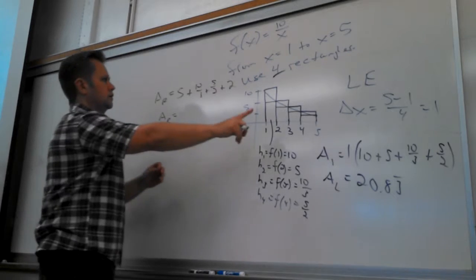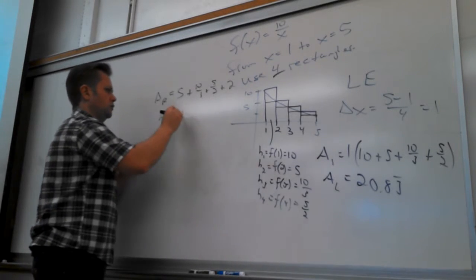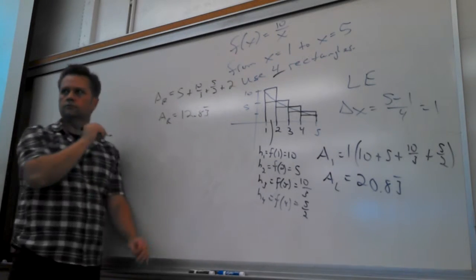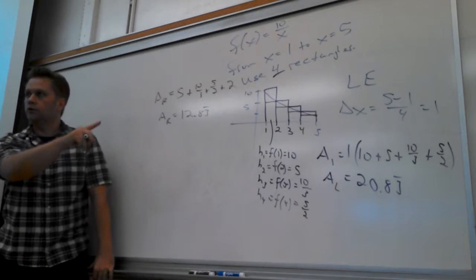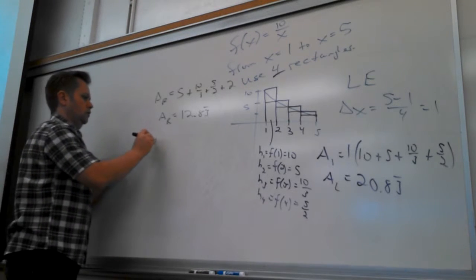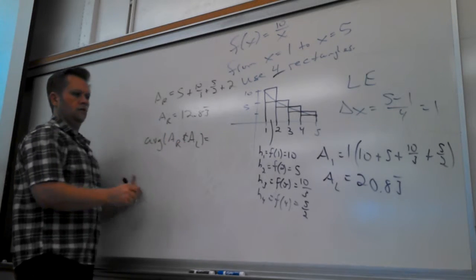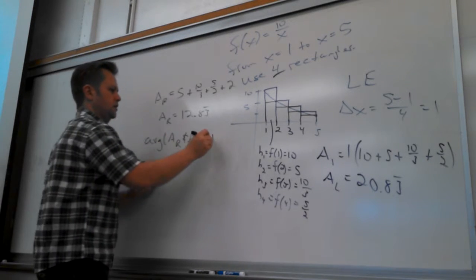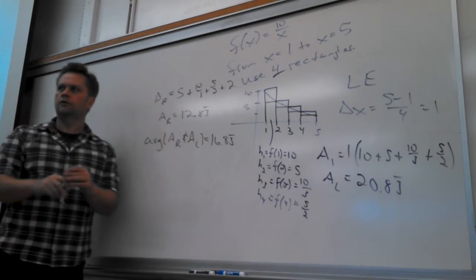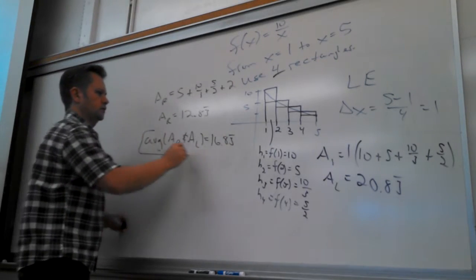You just subtract 8 from that, 12.83. Is that right? And then what's the average of those two? 16. That's crazy. Yeah, 16.83. All right, let me stop there for a second.